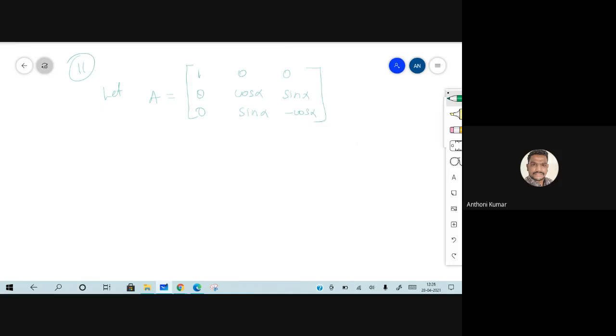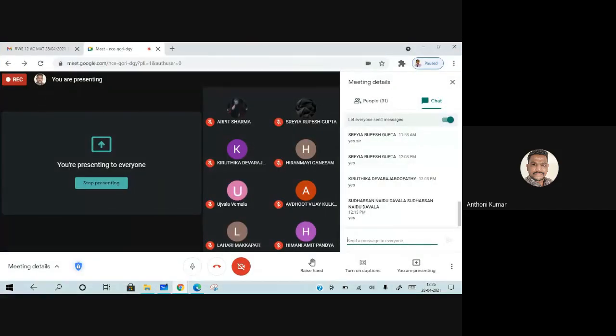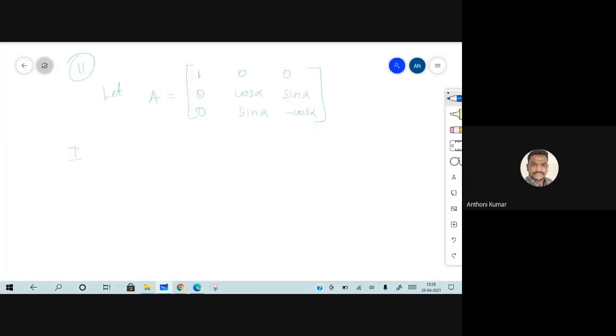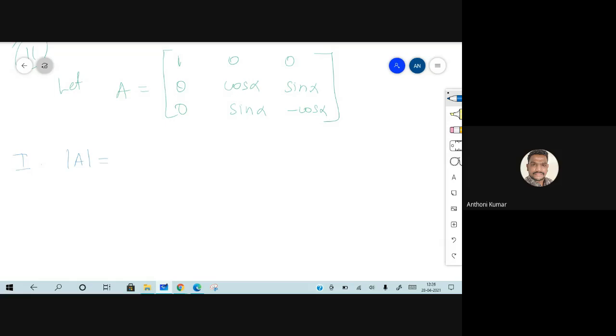So first step. What is the first step involved to find out the inverse of the matrix? We have to ensure whether its inverse exists or not. How can we ensure? By checking the determinant of the given matrix. Tell me what is the determinant of the given matrix.